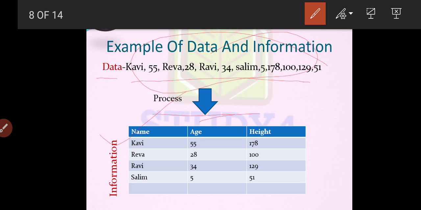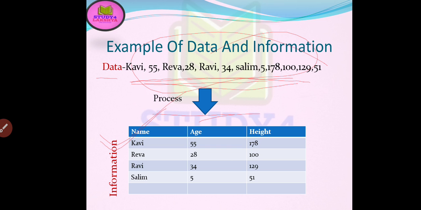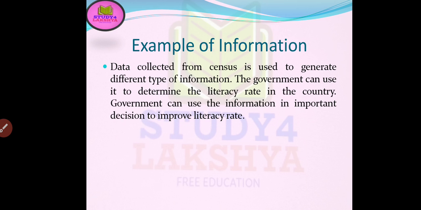So after processing the data we got this information. If we give this information to somebody, a user can understand that Kavi's age is 55 and his height is 178. But after seeing the raw data you cannot understand the meaning, because it is raw facts, and this is the complete information we are receiving in this example.